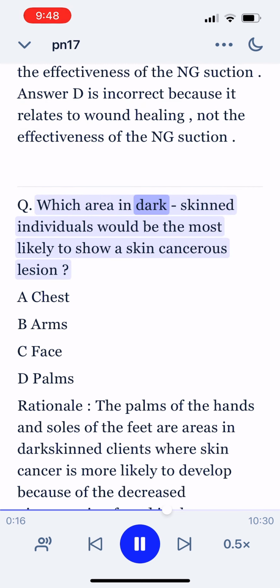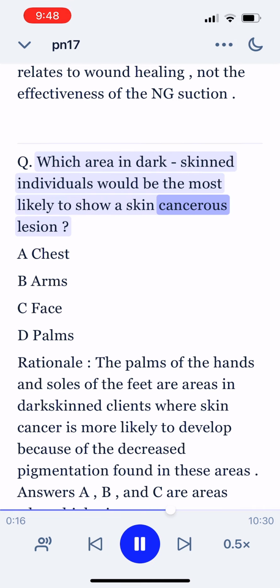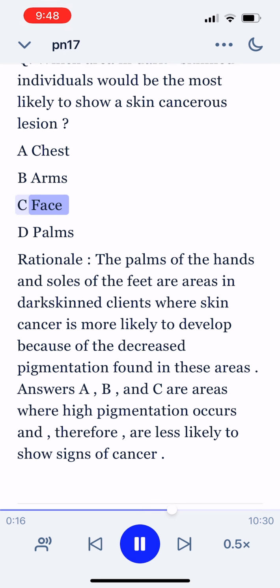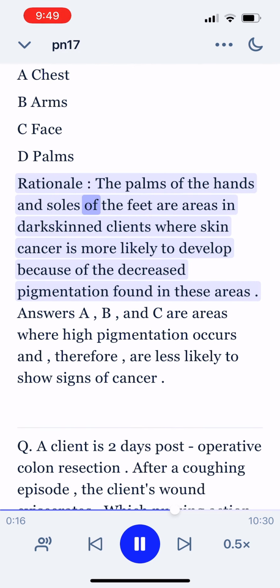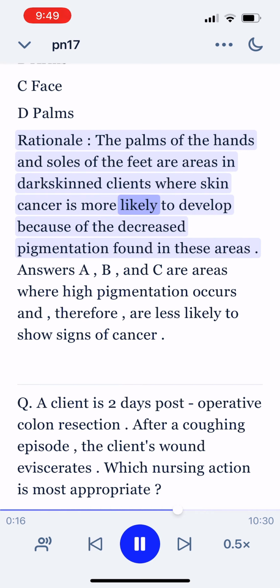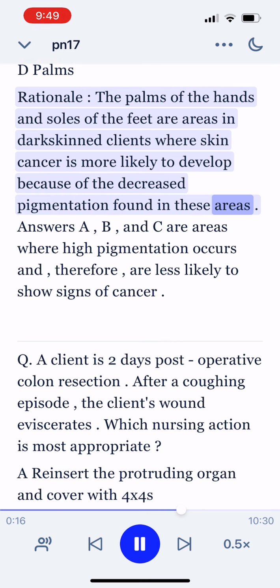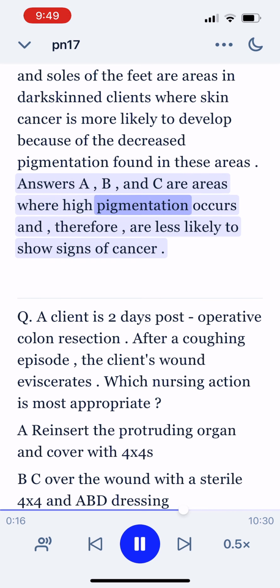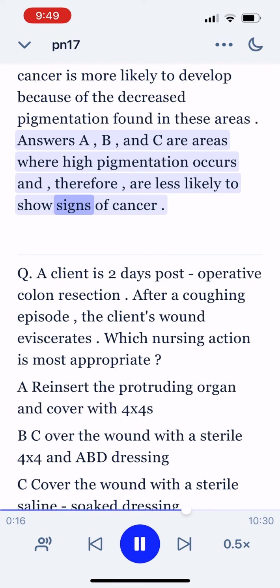Q. Which area in dark-skinned individuals would be the most likely to show a skin cancerous lesion? A. Chest. B. Arms. C. Face. D. Palms. Rationale: The palms of the hands and soles of the feet are areas in dark-skinned clients where skin cancer is more likely to develop because of the decreased pigmentation found in these areas. Answers A, B, and C are areas where high pigmentation occurs and, therefore, are less likely to show signs of cancer.